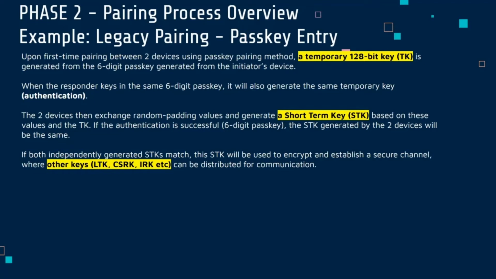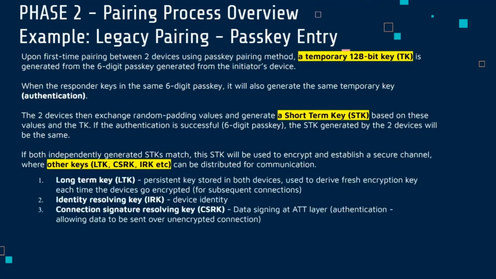These two devices will exchange random values and generate an STK, short-term key, based on these random values and the initial TK. Therefore, if the initial authentication was successful, the STK generated by these two devices will eventually be the same. This STK will be used to encrypt and establish a secure channel where other keys such as the LTK, CSRK, IRK can be distributed for further communication.